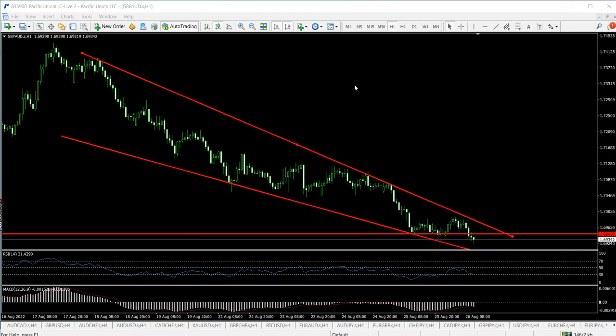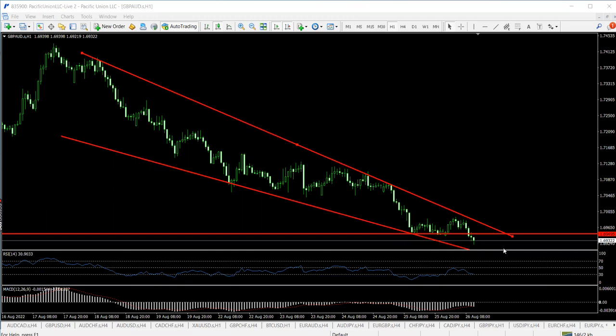All right, thanks. So let's get started. We'll just run through. You can see GBP AUD here right now. This is GBP AUD on the 1 hour time frame, and it's forming the following wedge.